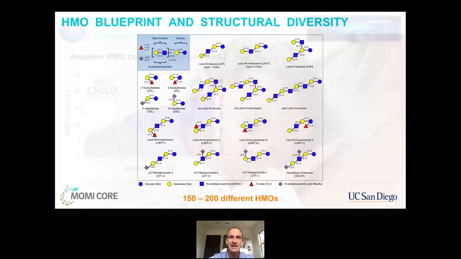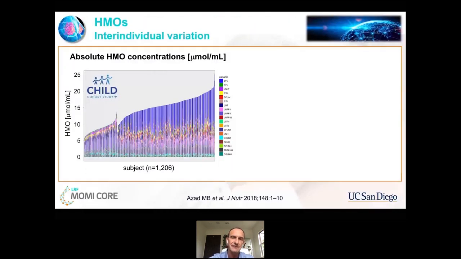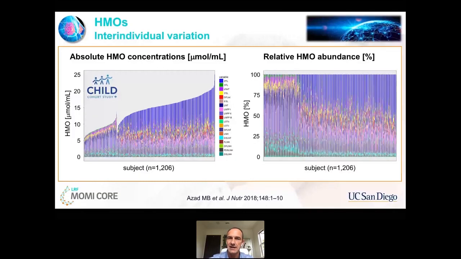It's very important to keep in mind that every mom makes a different set and different concentrations of human milk oligosaccharides. Here's a study that we did with the Canadian child cohort. About 1,200 milk samples were analyzed and depicted on the graph, and every color is a different oligosaccharide. You can see from left to right how the total concentration is very different, but also how the colors are different between the samples. So really every mom has almost like a thumbprint of different oligosaccharides.